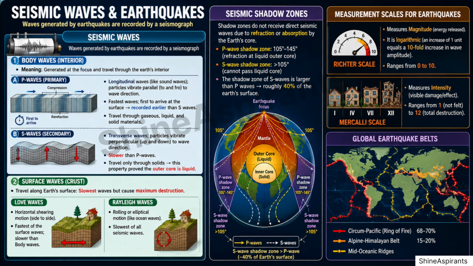Surface waves travel along Earth's surface. Slowest waves but cause maximum destruction. Types: Love waves, fastest surface waves, slower than body waves, and Rayleigh waves, slowest of all.